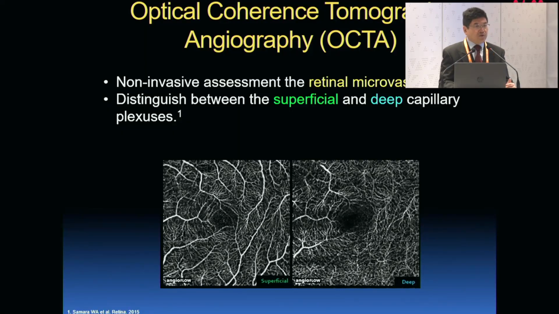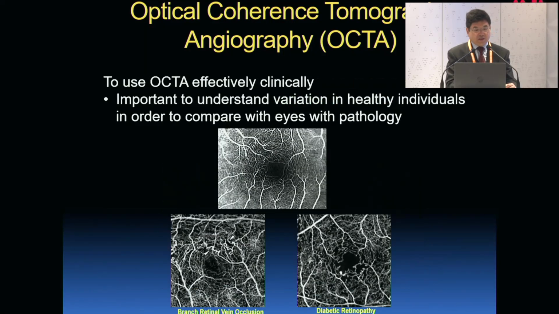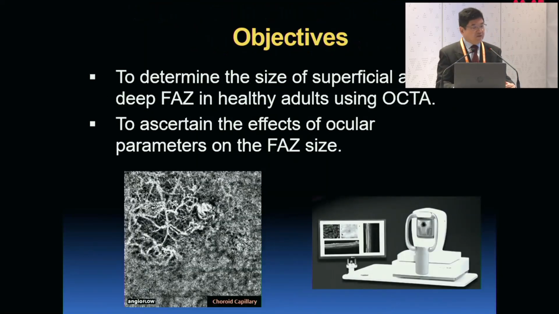Now, OCT angiography is something that I think more and more of us are using. It's a non-invasive tool that assesses the retinal microvasculature, and one advantage is that it can distinguish between the superficial and deep capillary plexus. So to effectively use OCTA to evaluate FAZ, it's first important to understand variations in healthy individuals before we can compare this with eyes with pathology. So objectives of this study were to determine the size of the superficial and deep FAZ in healthy adults using OCTA, and to ascertain the effects of ocular parameters on FAZ size.